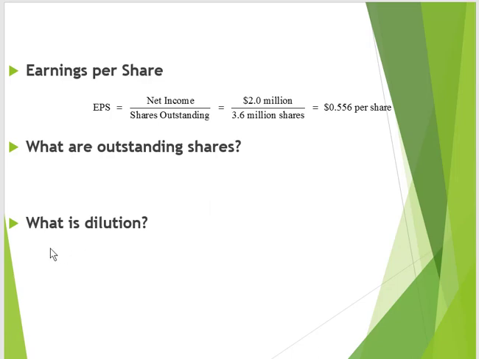What is dilution? Well, one of the ways we can say is, how can you make earnings per share better or higher? Well, there's two ways we can do that. We can increase net income, which I'm sure everybody would like to do, or we can decrease shares outstanding. So if you want to increase earnings per share, technically there's only two things you can do. Increase net income, decrease shares outstanding.